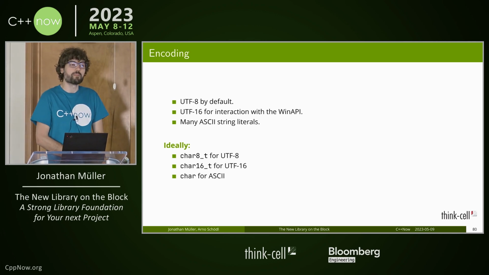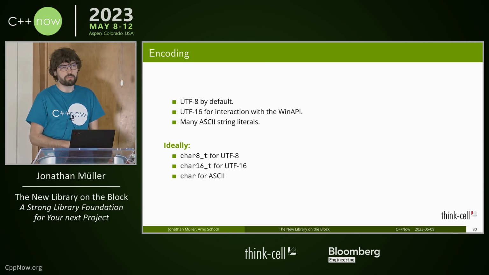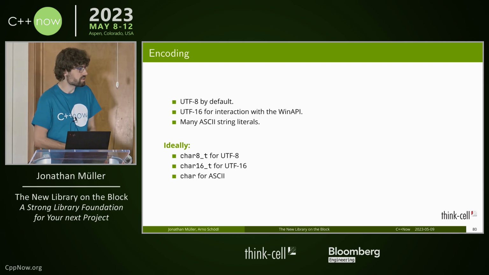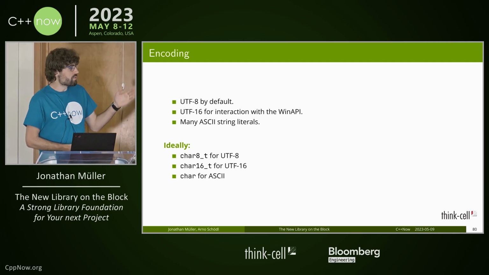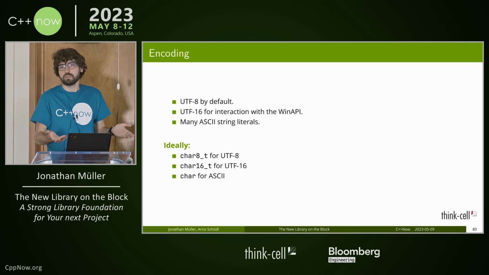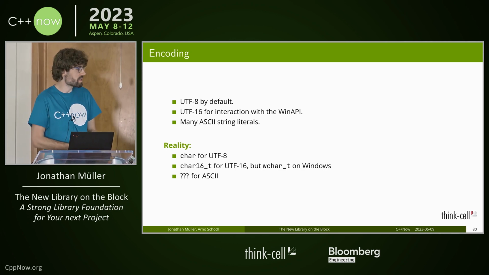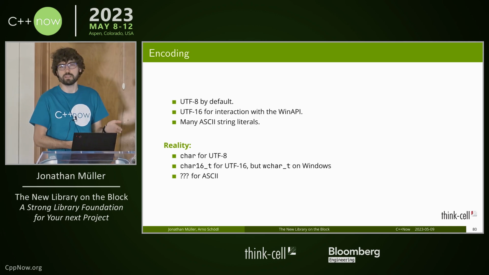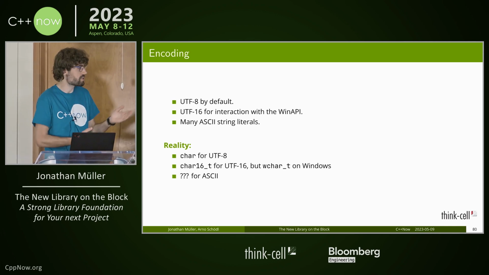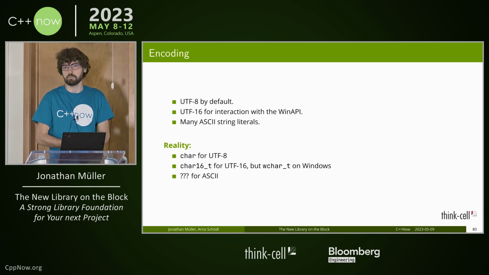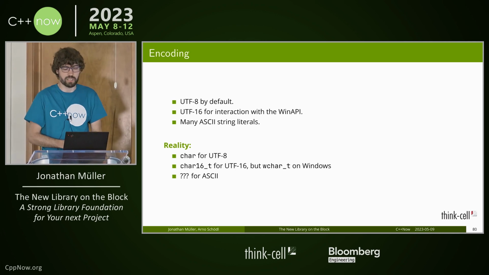Yes? So why distinguish between ASCII and UTF-8? We distinguish between them for performance reasons. If you have an ASCII-only string, we can pick more efficient algorithms. Unfortunately, we cannot really use char8_t because nothing else uses char8_t. So in practice, we just use char for UTF-8, char16_t for UTF-16, except on Windows, where we have to use wchar_t, because that's what the Win API takes. But that doesn't leave any type for ASCII, right? Because we're using char for UTF-8 already.